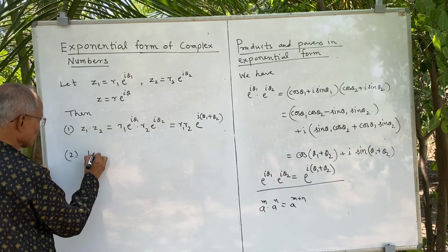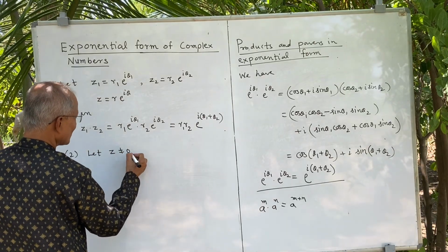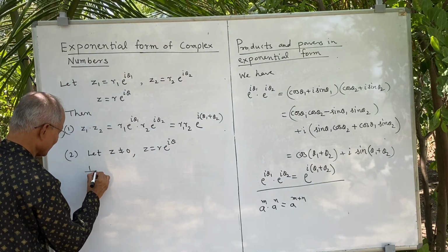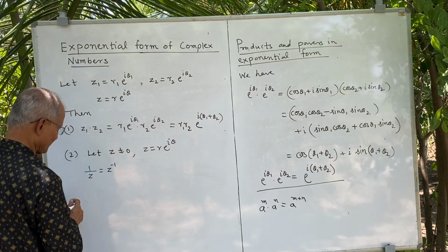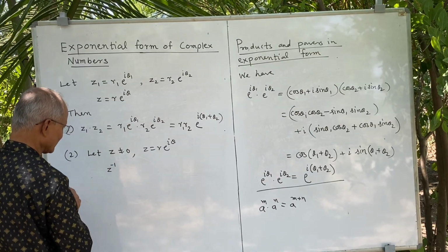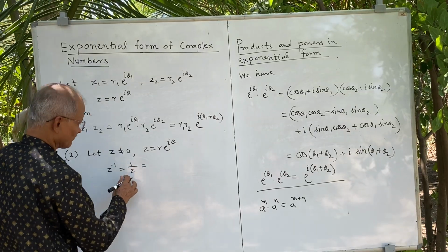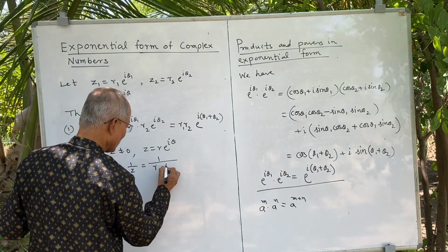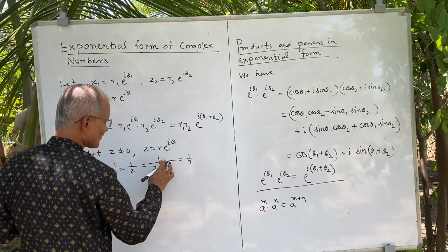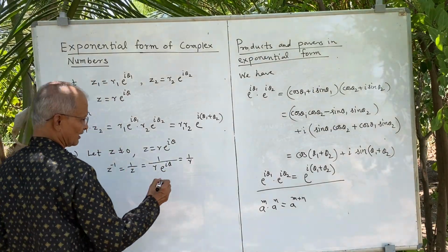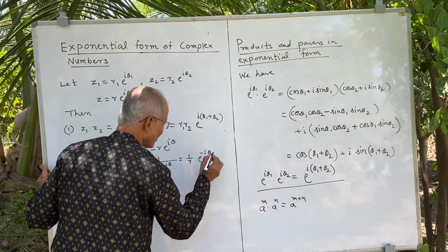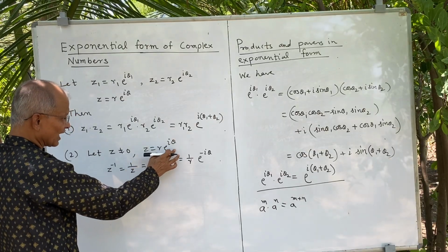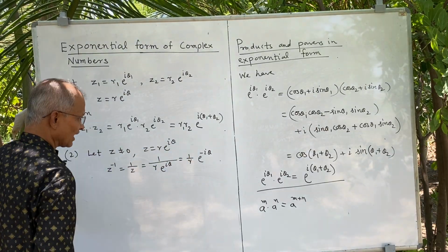Second thing, suppose z is not equal to 0 and z is written as r e power i theta. Then 1 by z, which is z inverse, the multiplicative inverse 1 upon z, we know, and because z is not 0, that is 1 over r into e power i theta, and this is 1 over r times 1 upon e power i theta, and that is e power minus i theta using the law of indices. And thus if z is r e power i theta, 1 by z is 1 upon r e power minus i theta.